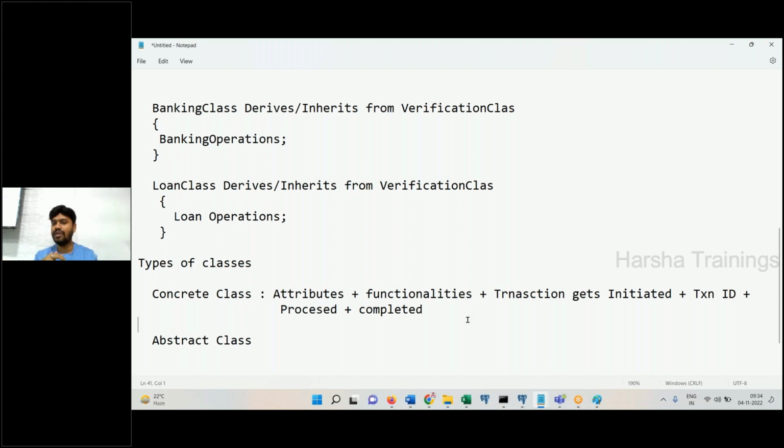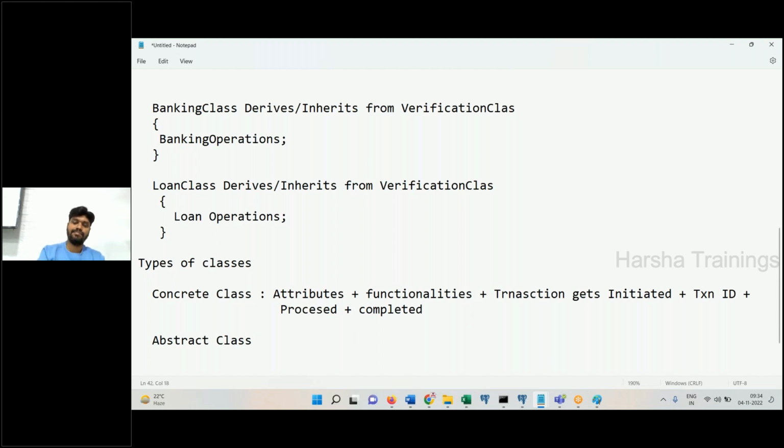Specifically, what are the additional things that you have in a concrete class? Transaction gets initiated. When you initiate, you need a transaction ID or not? How do you recognize each individual transaction? By loan number, by account number, by withdraw transaction ID. Ultimately, all other transaction IDs.